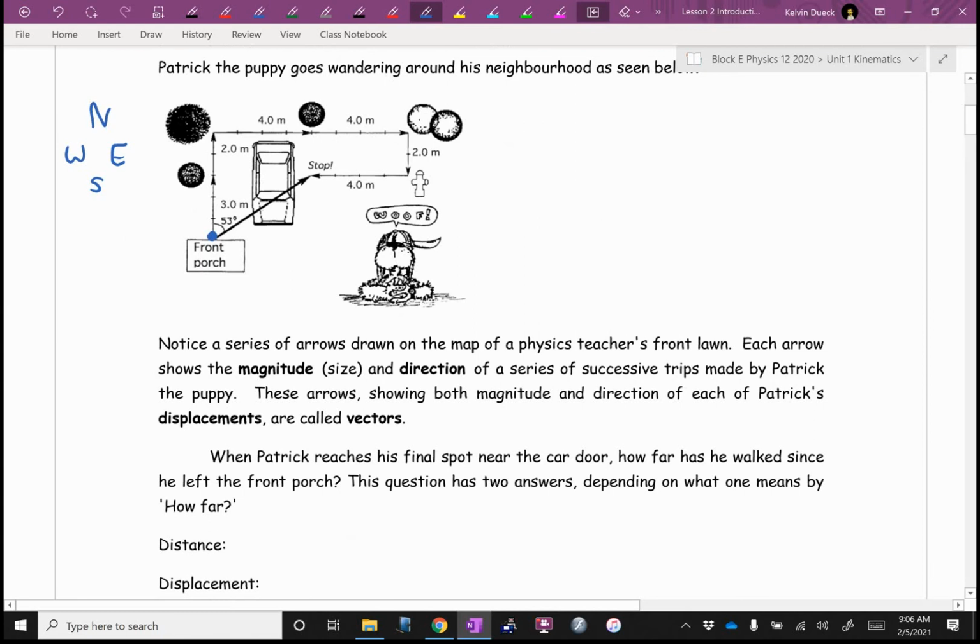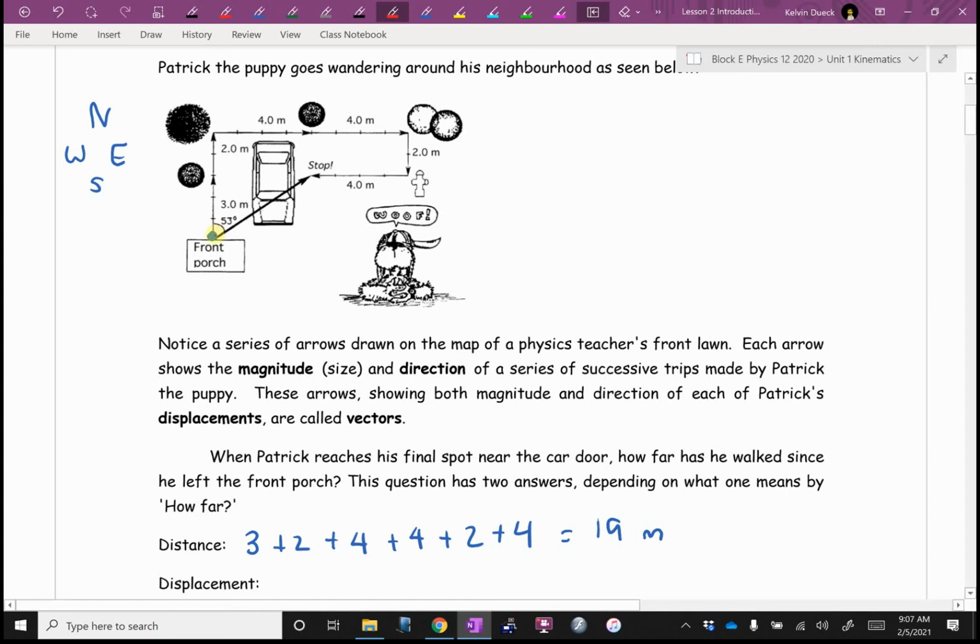If we want to know his distance, that would be the number of steps Patrick the puppy took, which would be 3 plus 2 plus 4 plus 4 plus 2 plus 4, the length of each little mini trip. I can do this in my head. 3 plus 2 is 5 plus 4 is 9 plus 4 is 13 plus 2 is 15. Is it 19? Double check me. Yes? Units, 19 what? So one way to answer the question how far would be to say how many steps: 19 meters. Or we could do his displacement.